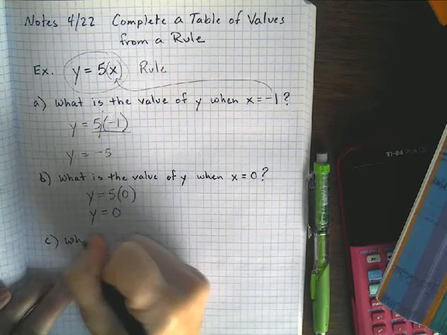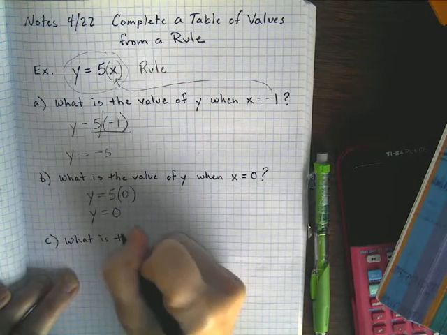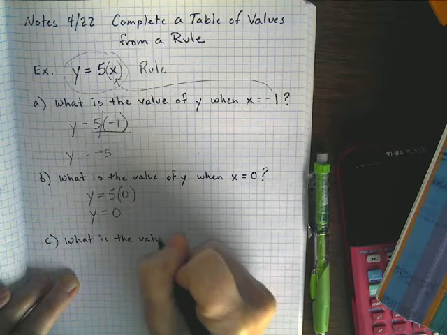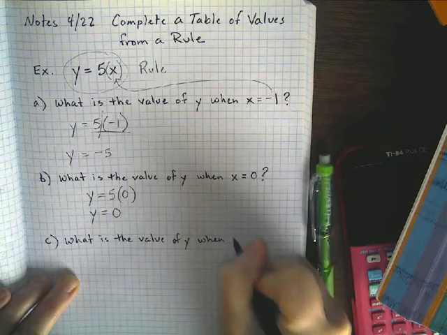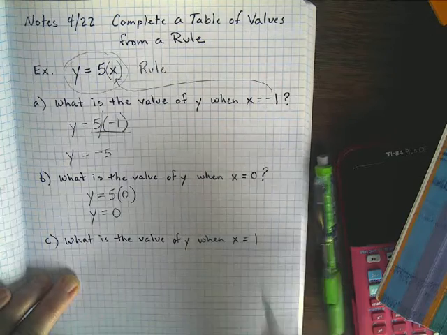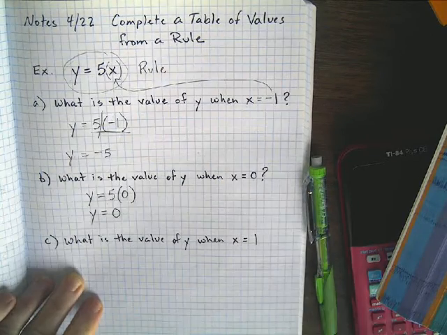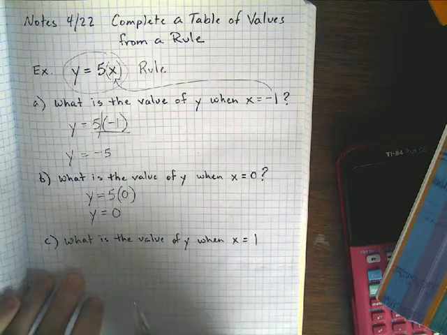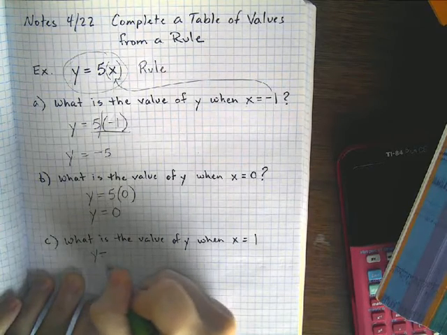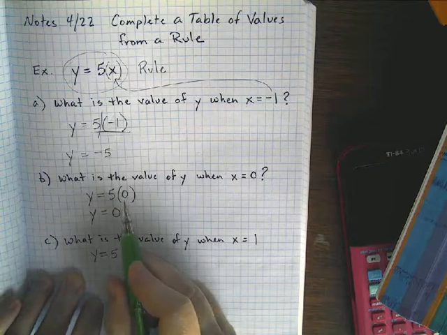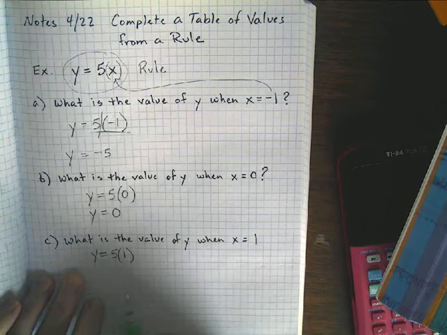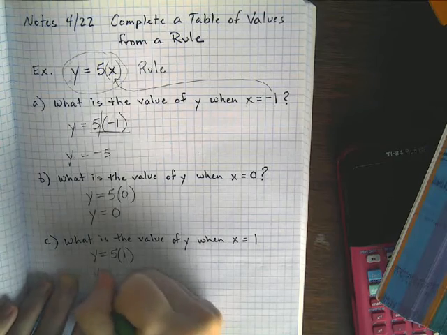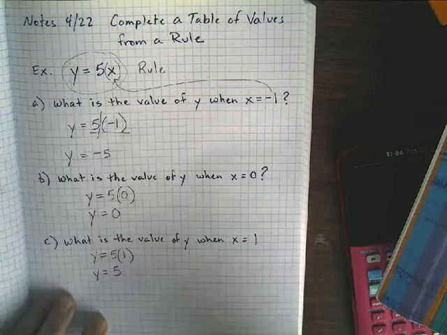What is the value of y when x equals positive 1? We're going to do the same thing again. Y equals 5, and where the x is, now we're going to put in 1. 5 times 1 is 5, so y equals 5. Okay?